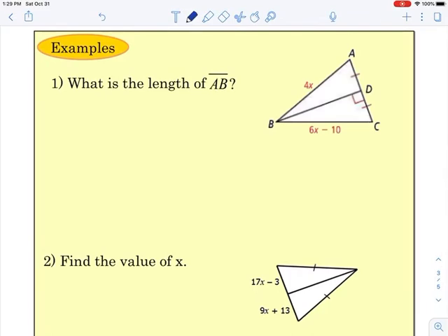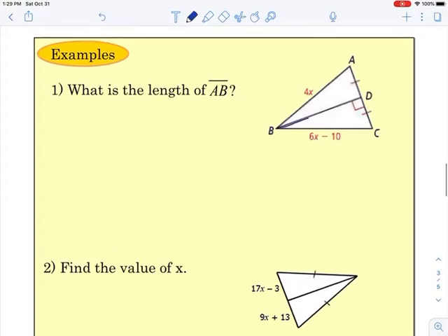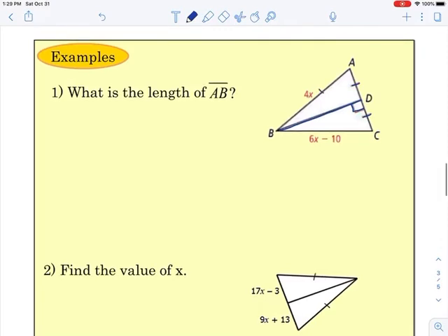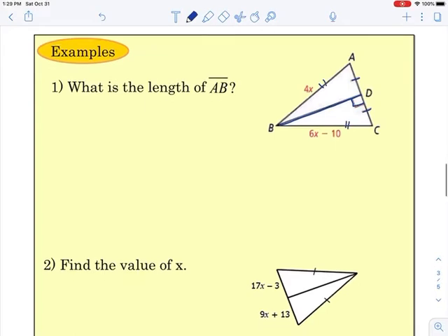So in our examples here, we want to find the length of AB. And again, BD is the perpendicular bisector. Perpendicular, there's your right angle marker. Bisector, because those two pieces are equal, which means that this side is congruent to this side. So as an equation, I'm going to set 6x minus 10 equal to 4x. Subtract 6x from both sides, and negative 10 is going to equal negative 2x. The opposite of multiplying by a negative 2 is to divide by a negative 2. And that means that x is going to be equal to 5.